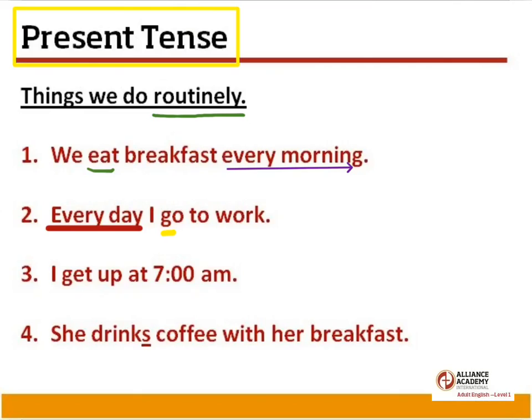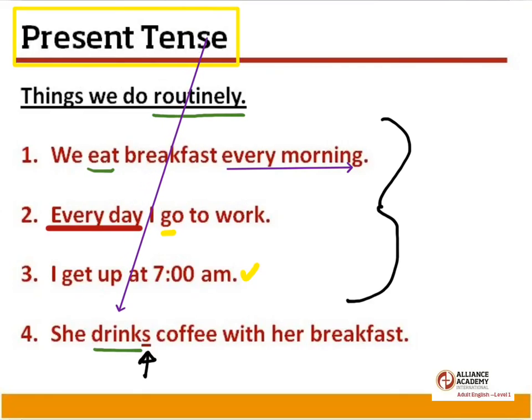I get up at 7 o'clock a.m. Simple present tense. She drinks coffee with her breakfast. Again, drinks is used in the present tense form because it's used routinely. Now, some people might be asking, why is there an S on the verb and not in these other sentences? Well, that is a good question, and it is a very important part of speaking and using English correctly.